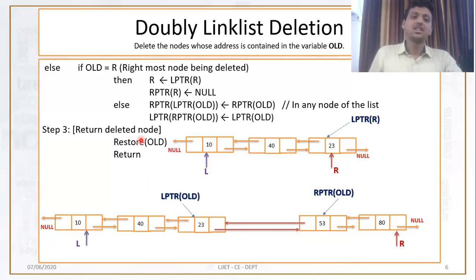Next, if we want to delete the leftmost node, then we need to move L to the RPTR of L. And if we want to delete the rightmost node, we need to move R to the LPTR of R. And again, we have seen how we can delete a node in the middle of the list. Okay, this is doubly linked list deletion.